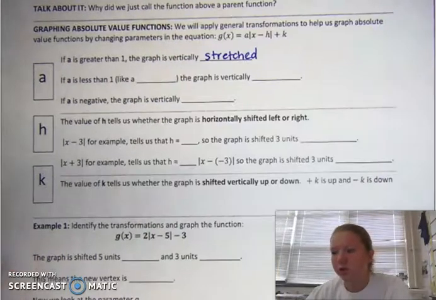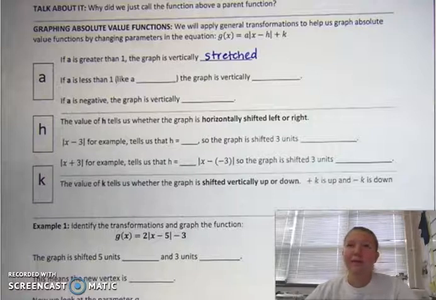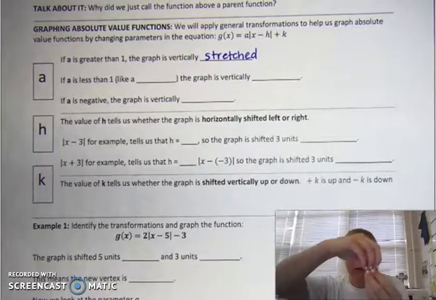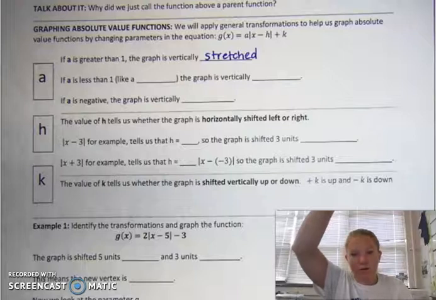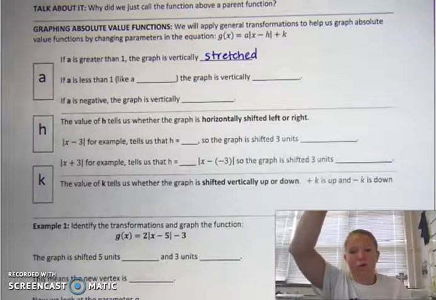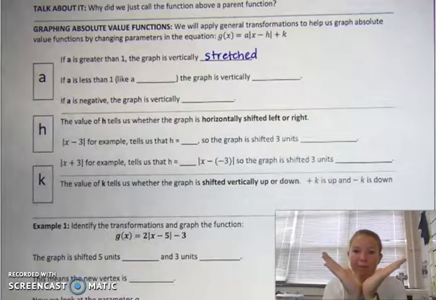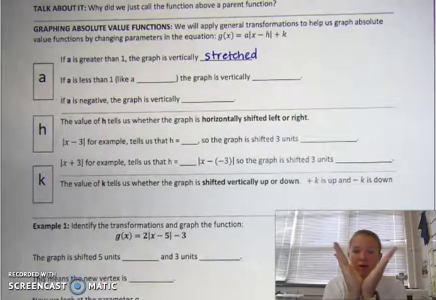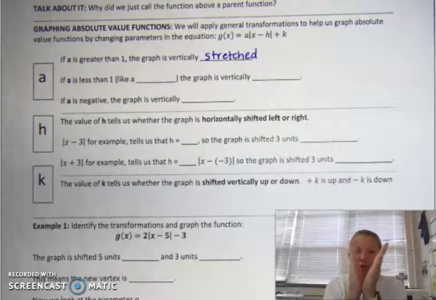I want you to think about taking Play-Doh or a piece of gum and stretching it out vertically. Think about it becoming more and more narrow. That's what's going to happen to this V. Here's the parent function. If the number of A is greater than 1, we're going to be stretching vertically, so we're going to become more and more narrow.